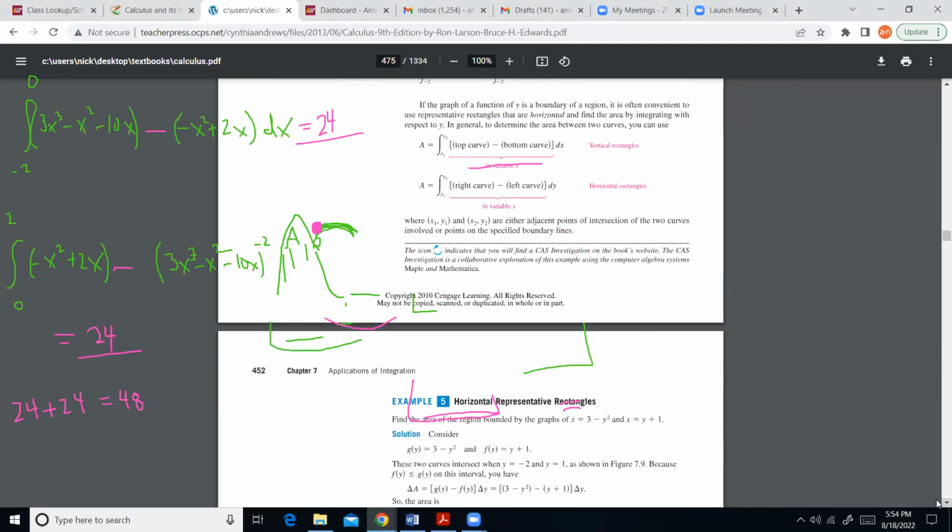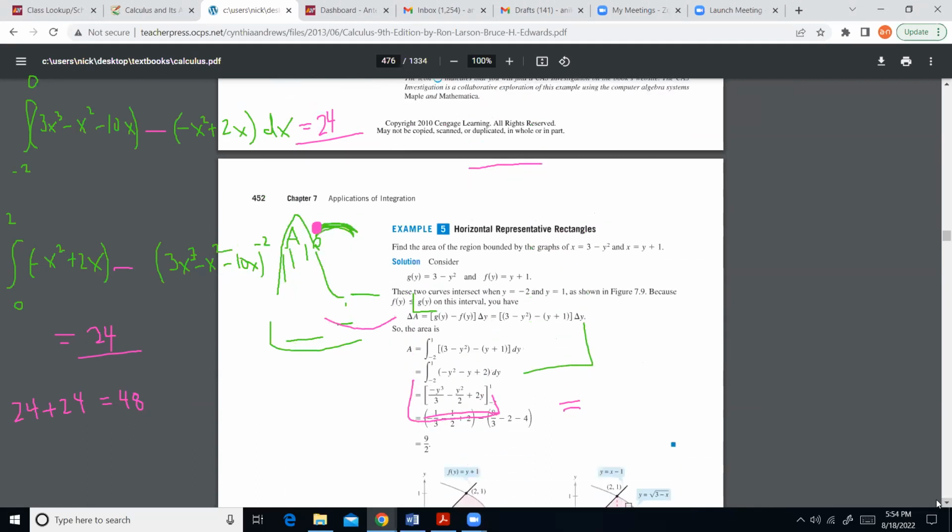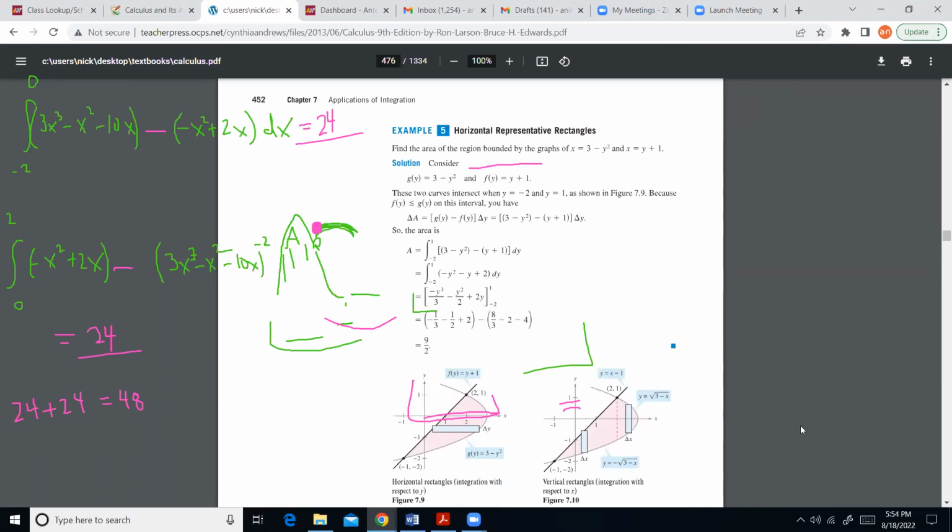I just wanted to show you one more observation by looking at example 5 here. So please notice that in example 5, the curves will also switch their roles of being upper and lower. If you integrate with respect to the variable x here, then you're going to have to split into two pieces, because here the upper is going to be the line and the lower will be part of this parabola. And then for the second piece, the upper will be another part of the parabola and the lower will be another part of the parabola.